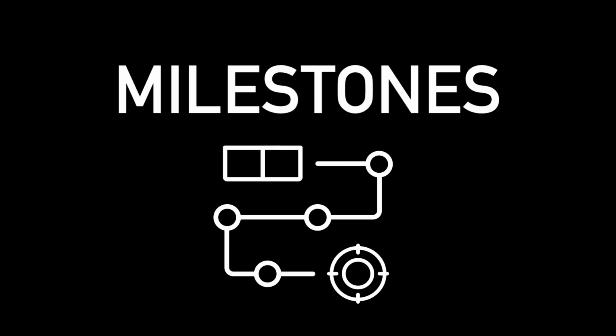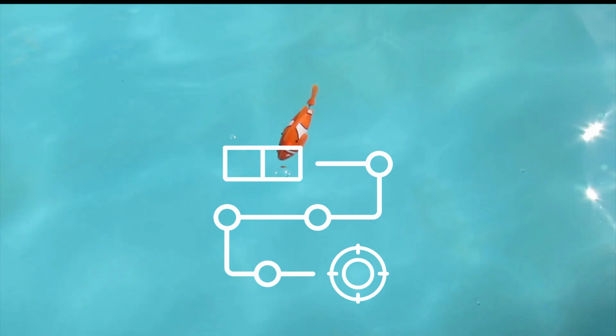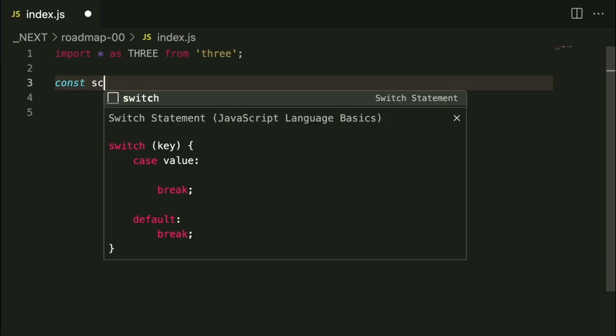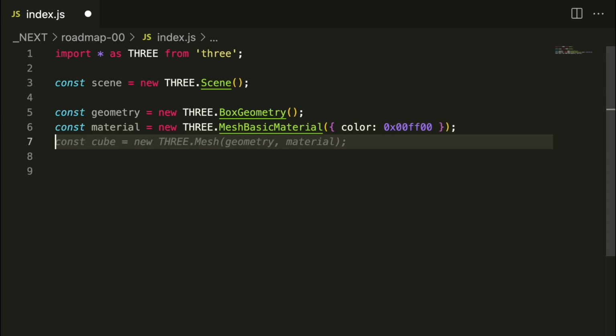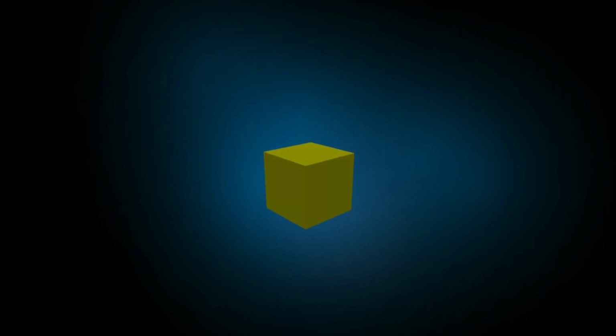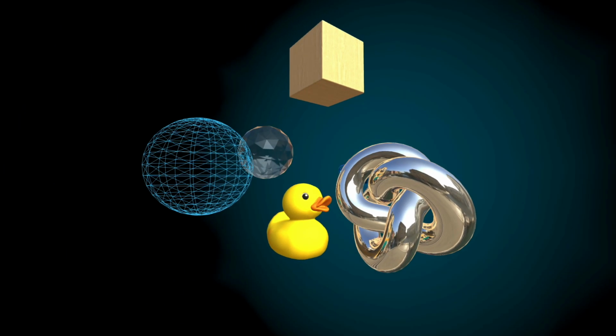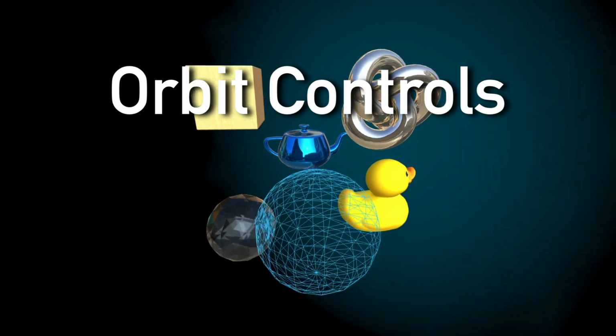So here's your roadmap milestones. As a beginner, start small. Plop a cube in a scene and just look at it. Then add a camera so you can actually see what you've created. Throw in some simple controls like orbit controls to move around your scene and to get comfy.